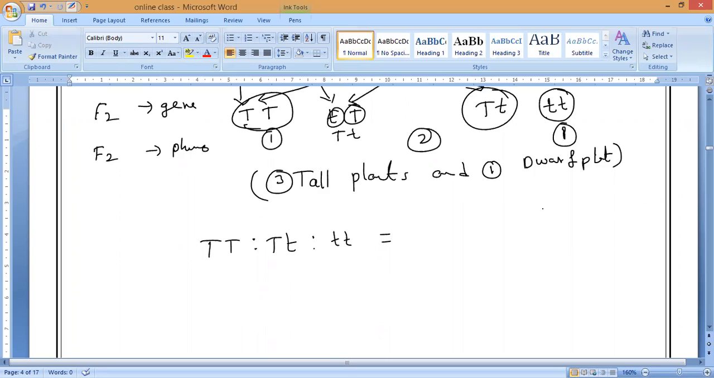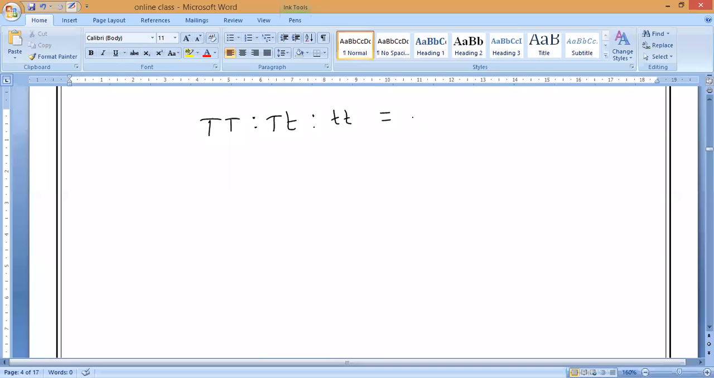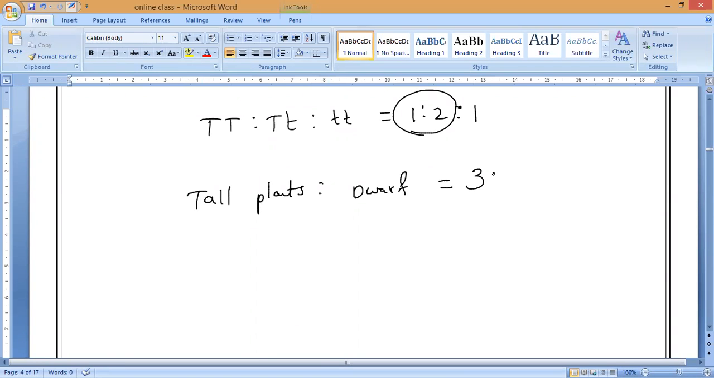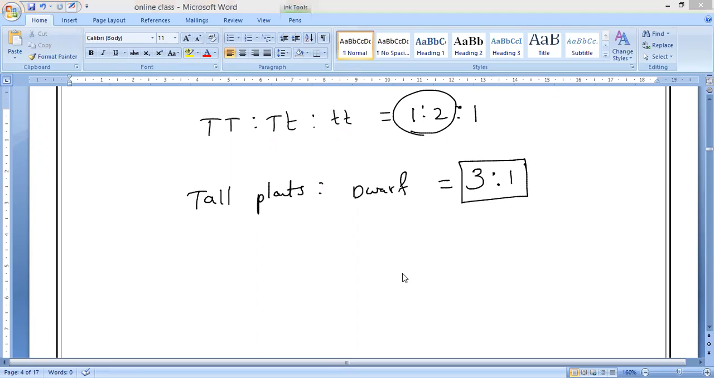So if we take the correct ratio, it is 1 is to 2 is to 1. But if we take total tall plants versus dwarf plants, what is the ratio? Total tall plants are 3 and dwarf is 1, so 3 is to 1. What is this called? This ratio we call the monohybrid ratio.